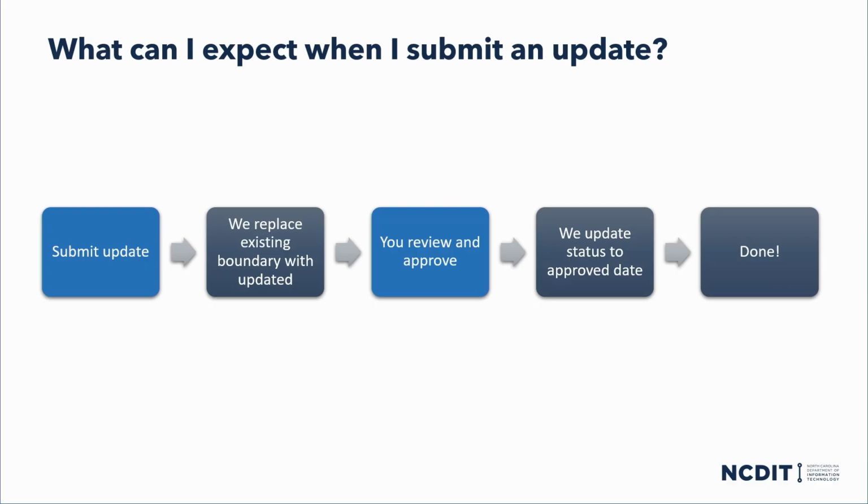But what about if you've got a change to report? So number one, when we start off with the light blue, that's all your authority. You submit the information. We replace the existing boundary with the updated information, and it comes back to you. It doesn't go live, it doesn't become a resource within the authoritative boundary layer until you say, yes, that is correct. So again, the authority is with all the local folks. Once you say it's okay, we update the status to approved, and you're done.